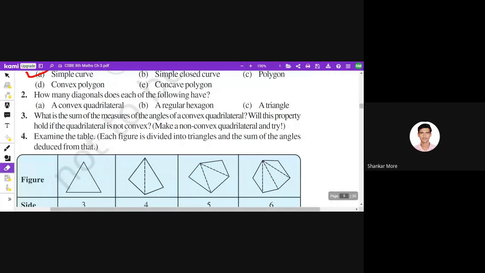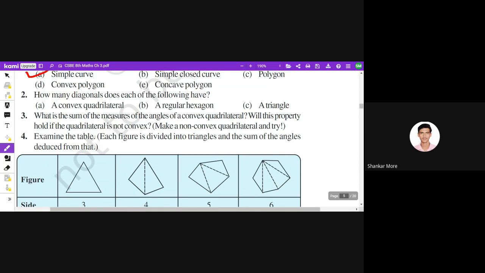Now for our convenience, I will take this quadrilateral only. This is a convex quadrilateral, right? So if you measure the angles, I have divided it into two triangles, so it will have 180 plus 180. That means 360 as the sum of measures of the angles for a convex quadrilateral.